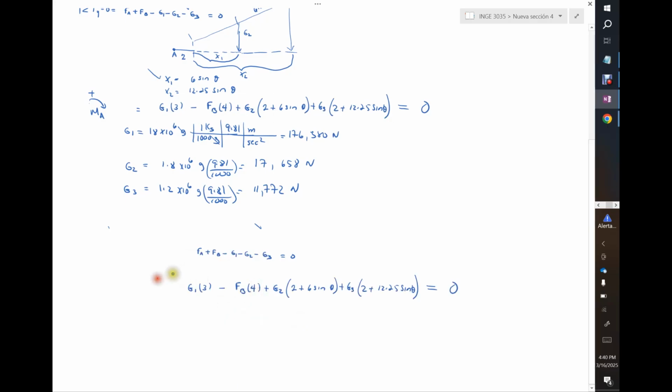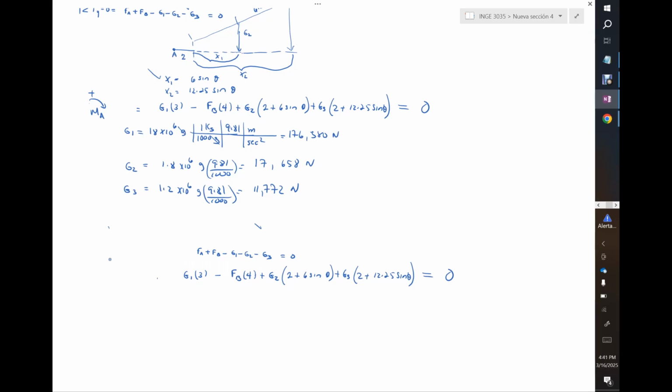All right, there we go. So let's see how this looks now. This is what I'm saying. We have as unknown FA, we don't know what it is. How about FB? We don't know what it is. How about theta? We don't know theta either. So 3 unknowns, 2 equations, that's not good.